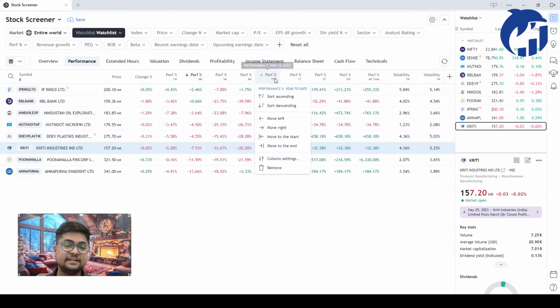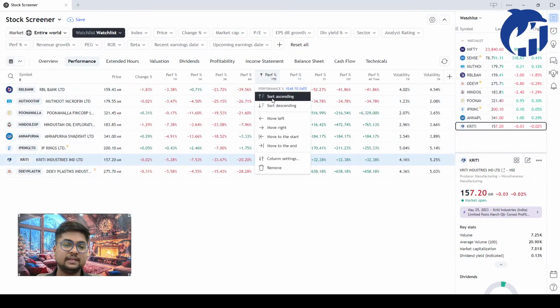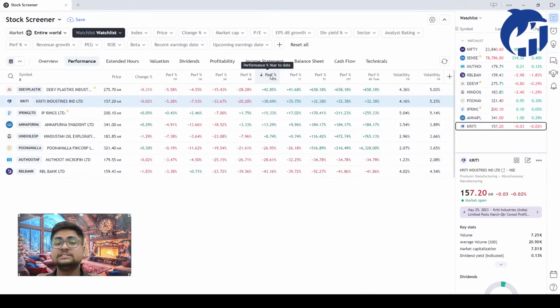If you look at the year to date, starting from this year 2024, DDEV Plastic and 5 of our stocks have been providing returns, and they have generated 41 to 42% return. So just look at the profitability which we are able to generate for you. Can you generate this profit by yourself? Please let me know in the comment section.